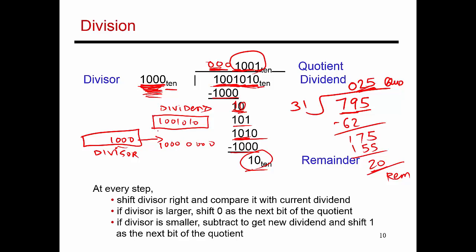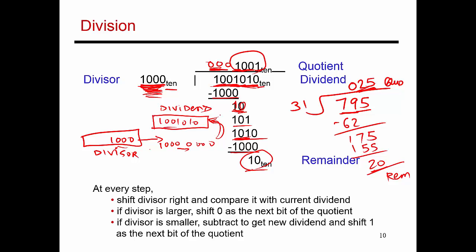Now finally the divisor is smaller, so now I shift a 1 into the quotient, I do the subtraction, and I place the result of that subtraction back into the dividend. And then the divisor then continues its trek towards the right, right? It keeps getting shifted to the right. I keep doing the same steps. And so this is how you formalize the algorithm.